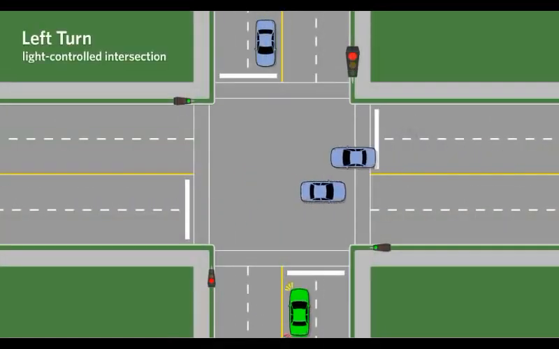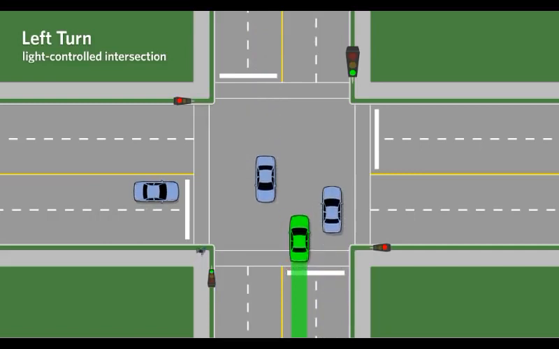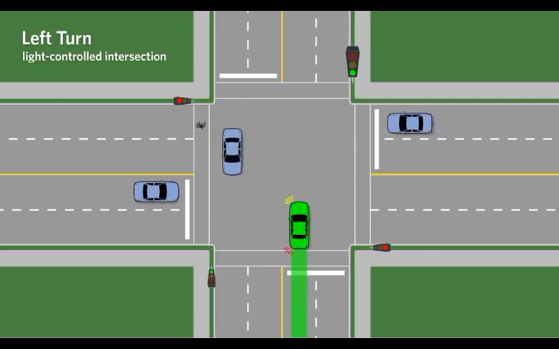The correct approach to make a left turn without a dedicated left turn lane is to wait for the green light in the left lane. When the light is green, advance into the intersection, keeping vehicle wheels straight, and proceed when oncoming vehicles have cleared the intersection and pedestrians have cleared the crosswalk.